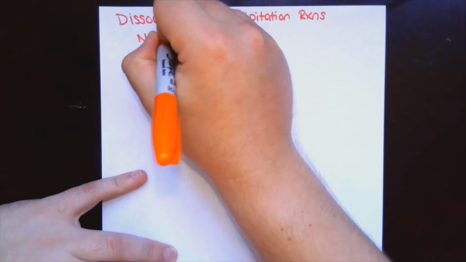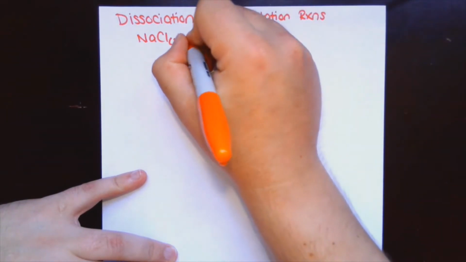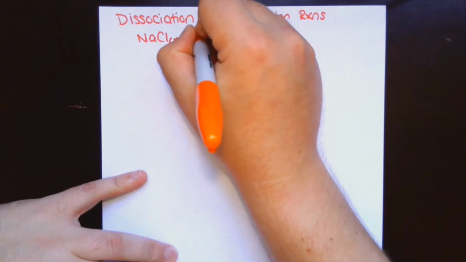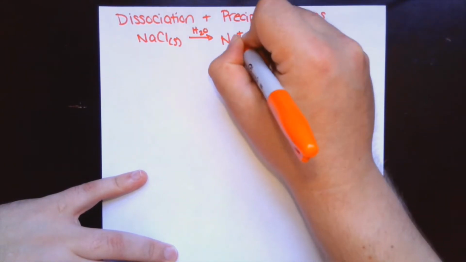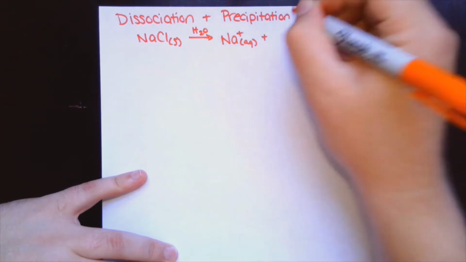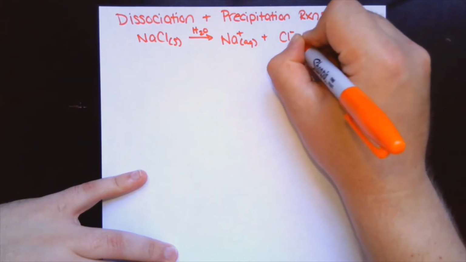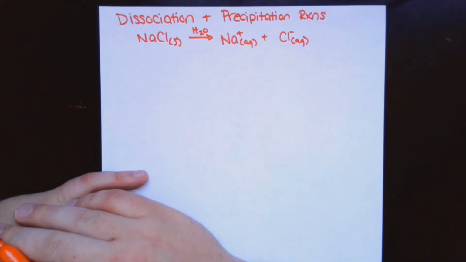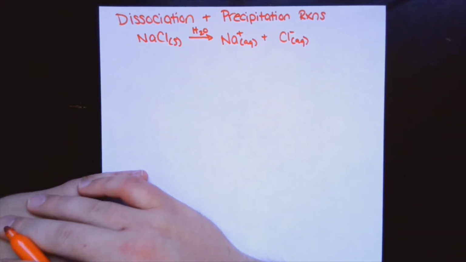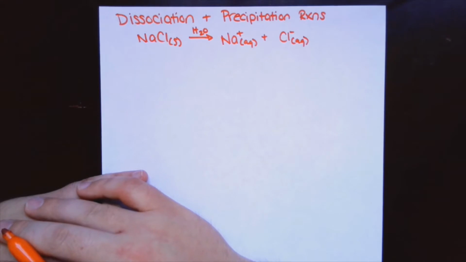So we have solid NaCl. We dissolve it in water, and it's going to form aqueous Na+ and aqueous Cl-. So this AQ means aqueous. That just means that it is dissolved in water. So that's a state of matter that you'll see a lot. It just means dissolved in water.